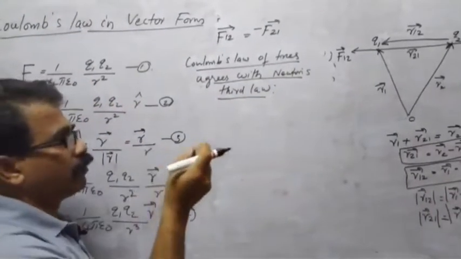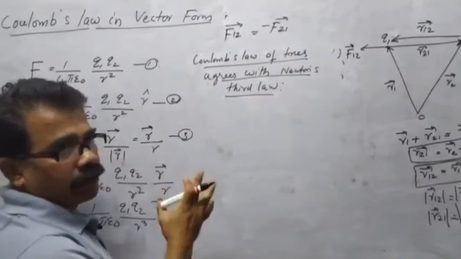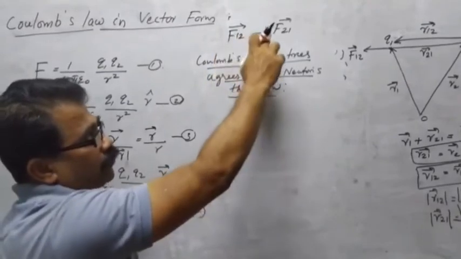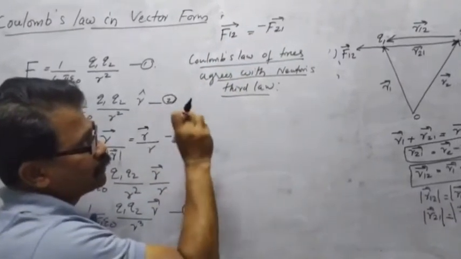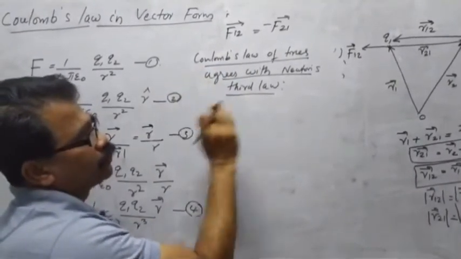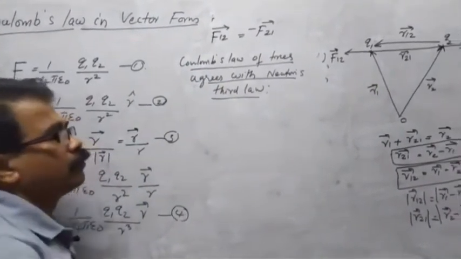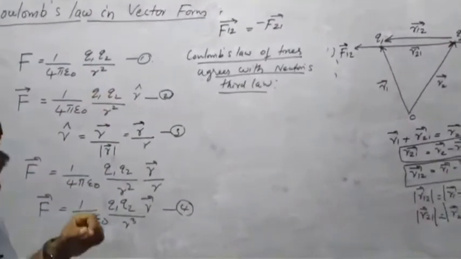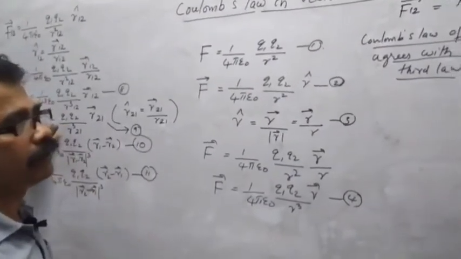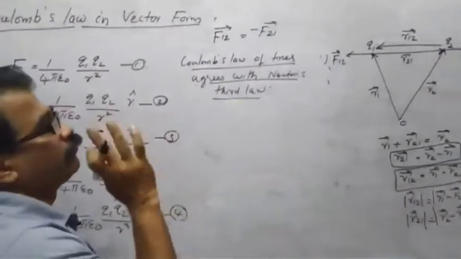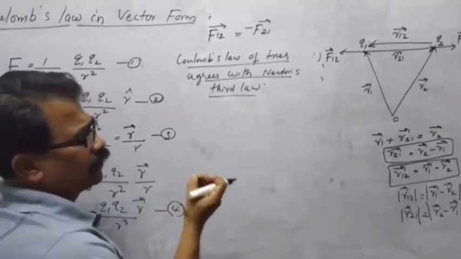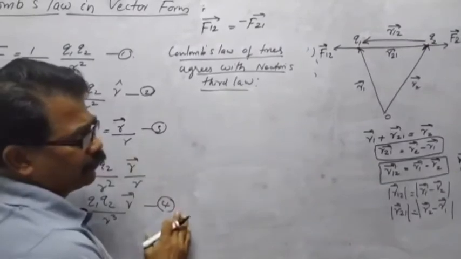In the first year, you have learned what is Newton's third law: for every action, there is an equal and opposite reaction. And the two forces, F12 equal to minus F21, which represents in this case Coulomb's law of forces, obey Newton's third law. And also, you have seen that these equations F12 and F21 are valid for any sign of charges, whether positive or negative.